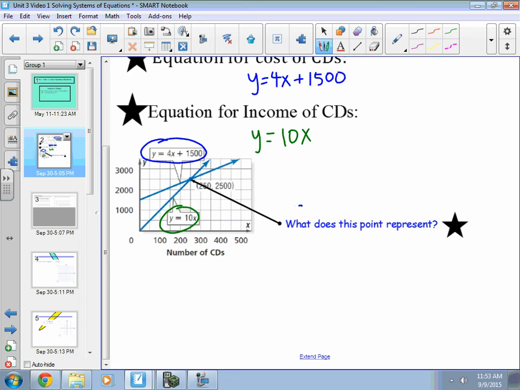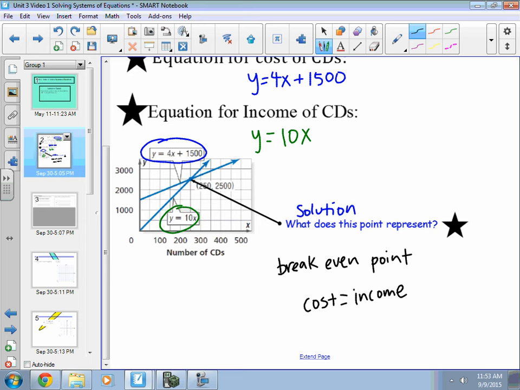That point we're going to refer to as the solution, and the reason that we call it this is that it's what's referred to as the break-even point. That is where these two equations are equal to each other. It's where the cost, in this case, equals the income.